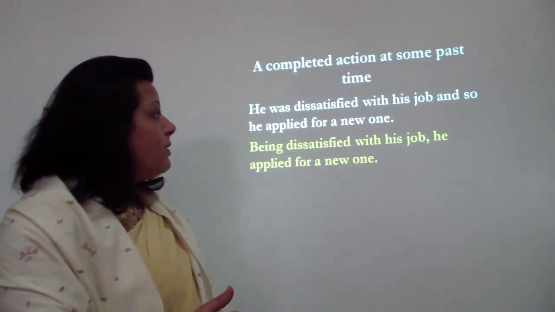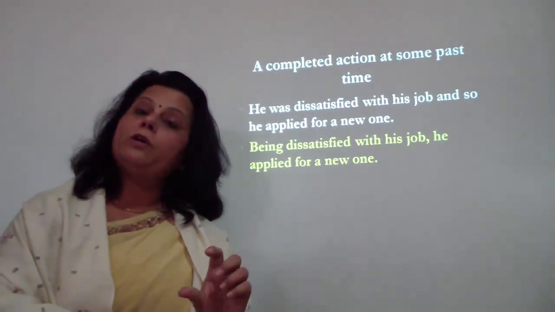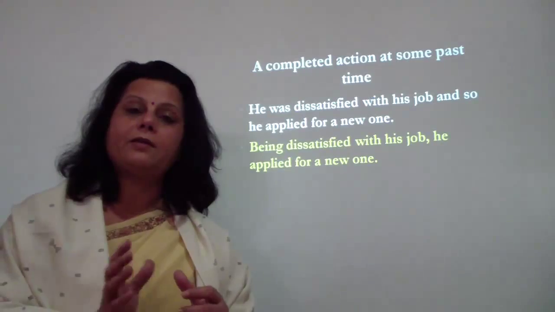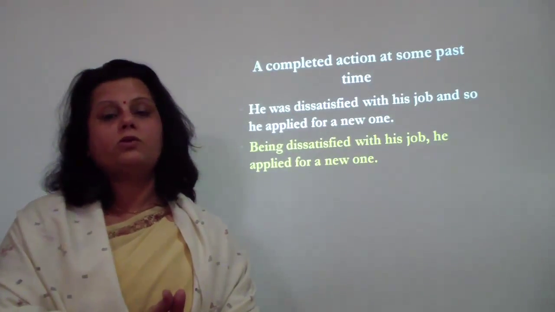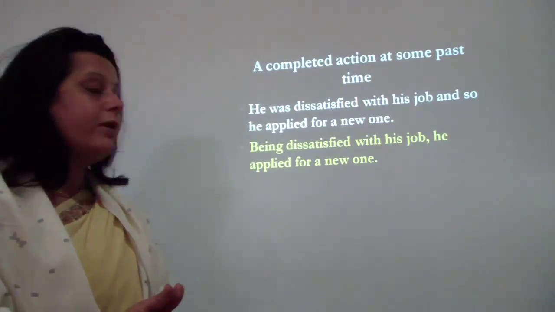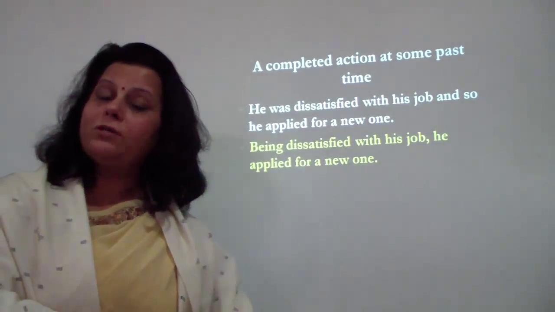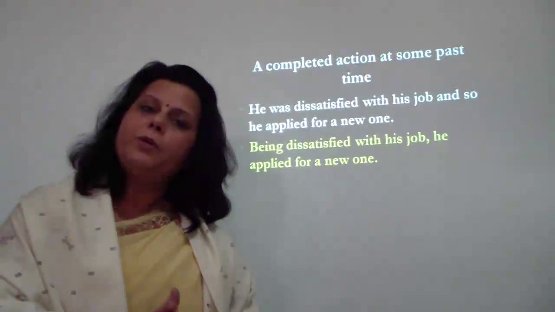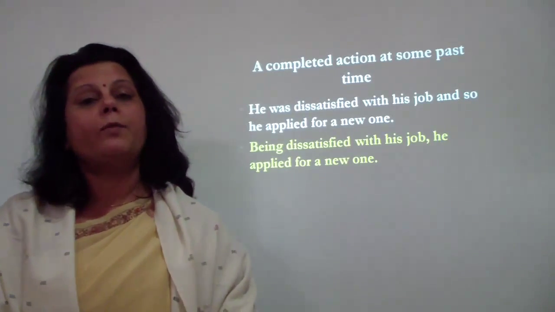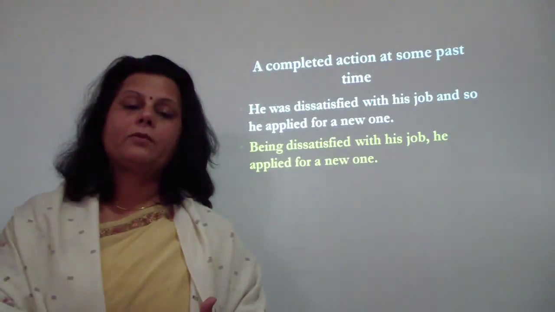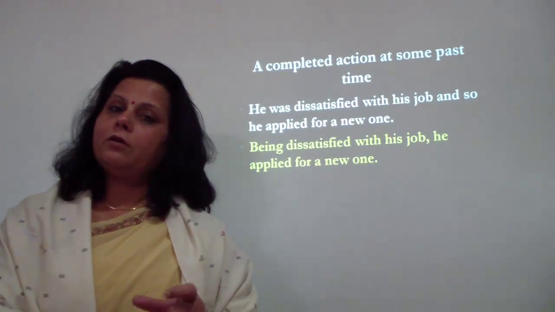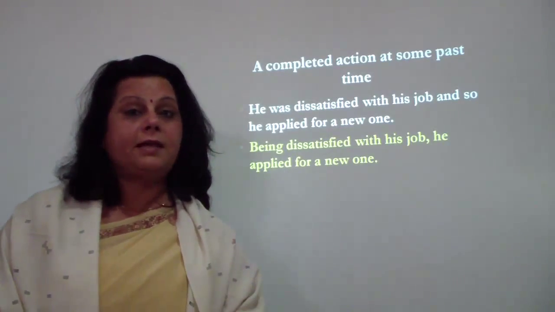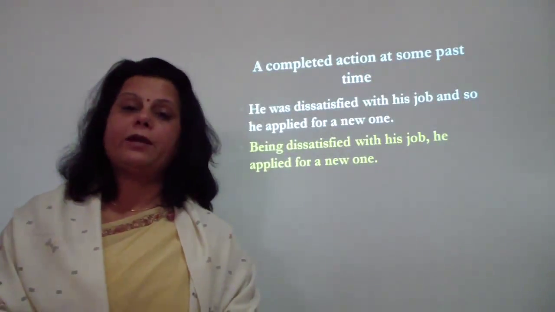And then, he was dissatisfied with his job. Now here we are not talking about any action. We are talking about a state, right? A completed state. He was dissatisfied with his job and so he applied for a new one. So he was dissatisfied. So how do we put it? Not having been dissatisfied, no. Being dissatisfied with his job, he applied for a new one. So when we talk about a state, we start the sentences like this, being this, being that, being dissatisfied.